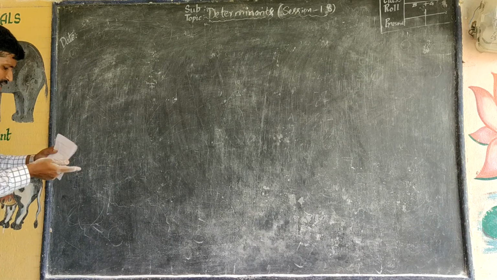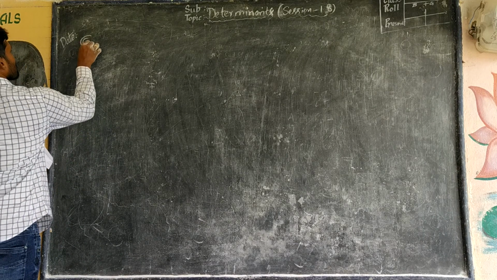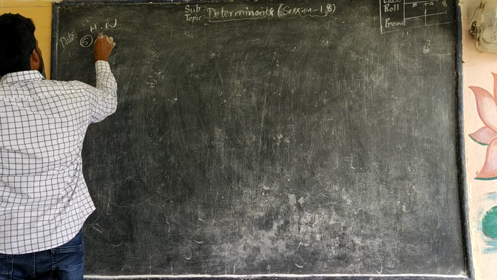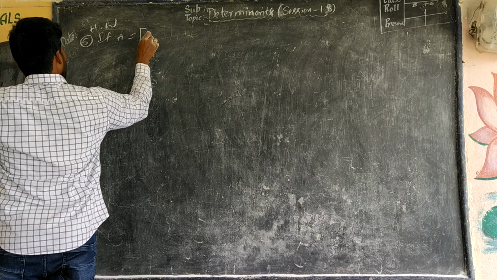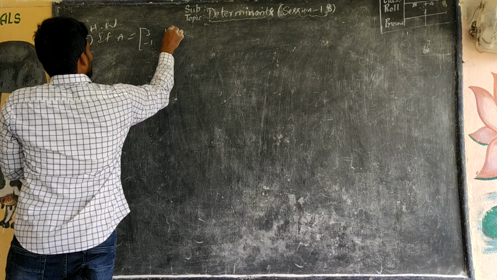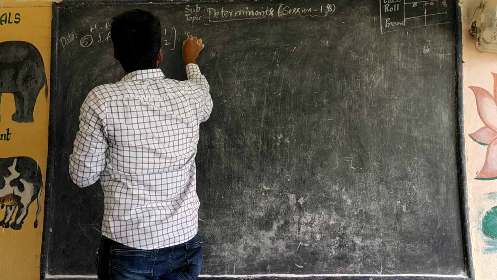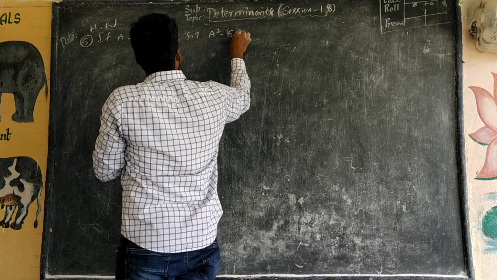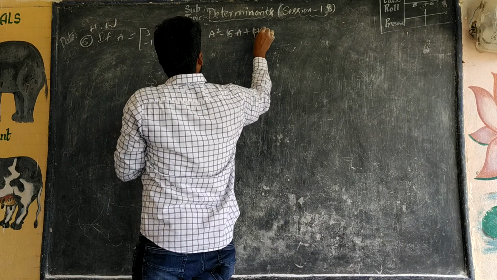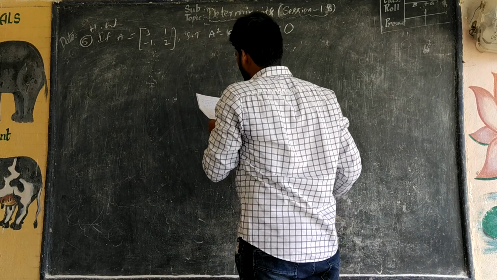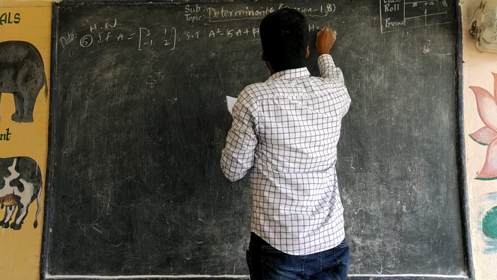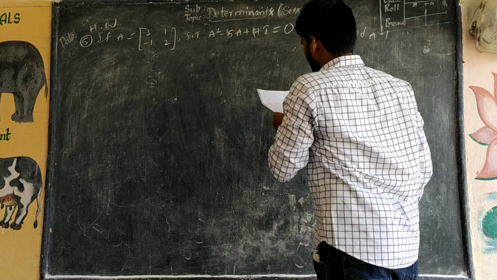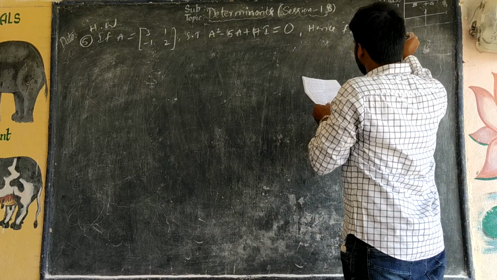Same model question, everyone try. Question number 5, homework. If A equal to [3 1; -1 2], show that A square minus 5A plus 7I equal to the null matrix. Hence, find A inverse by using the equation.